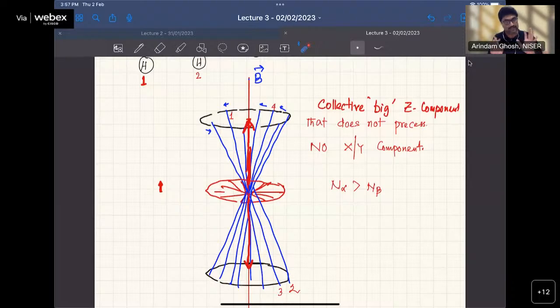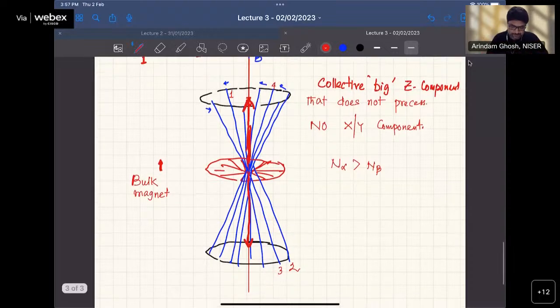Z direction magnet, fine, it's called a bulk magnet. This is called a bulk magnet that is coming from each individual molecule, but it is not moving. It is not doing any Larmor precession. So that's a problem. But at least we have something. It is not exactly zero, which we thought that it was going to be.